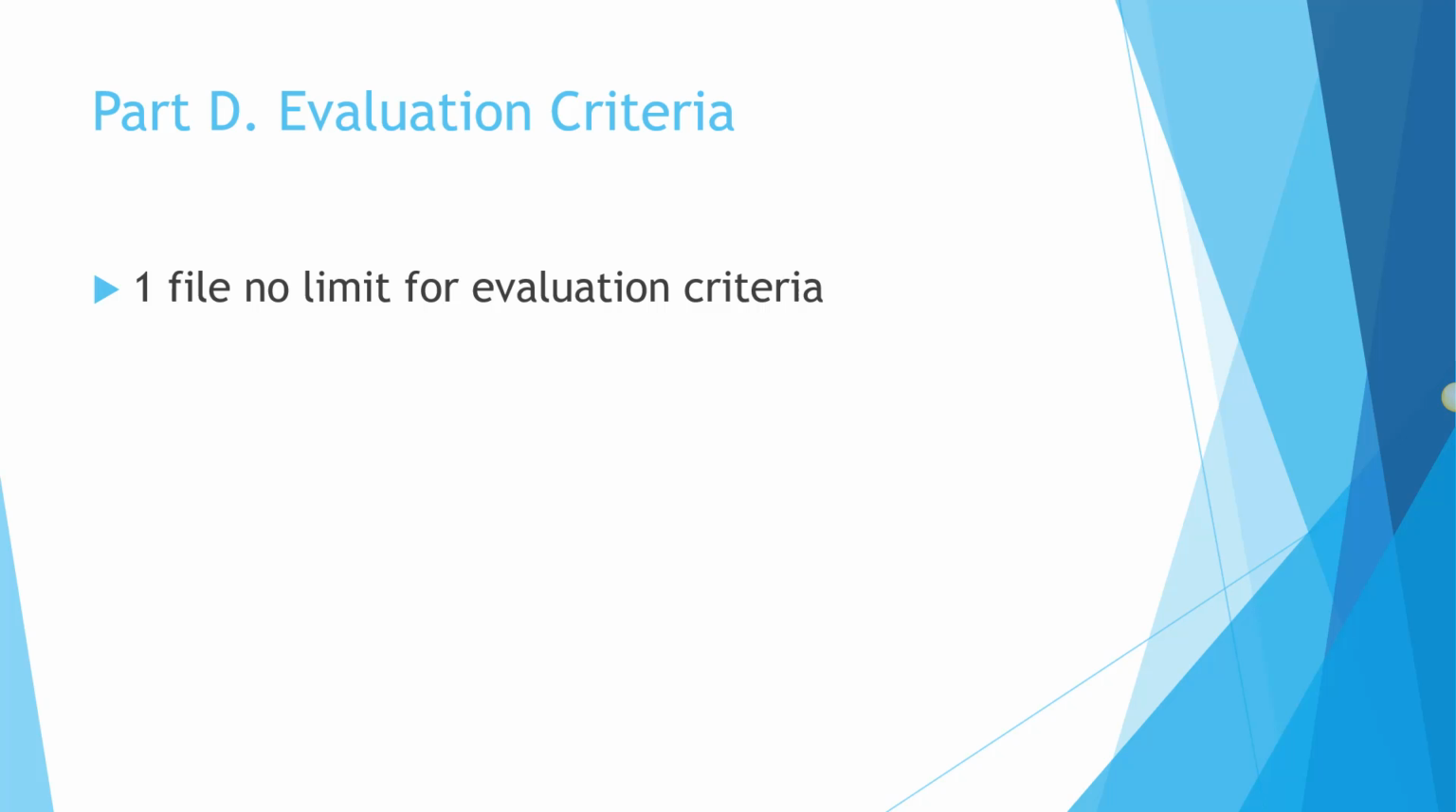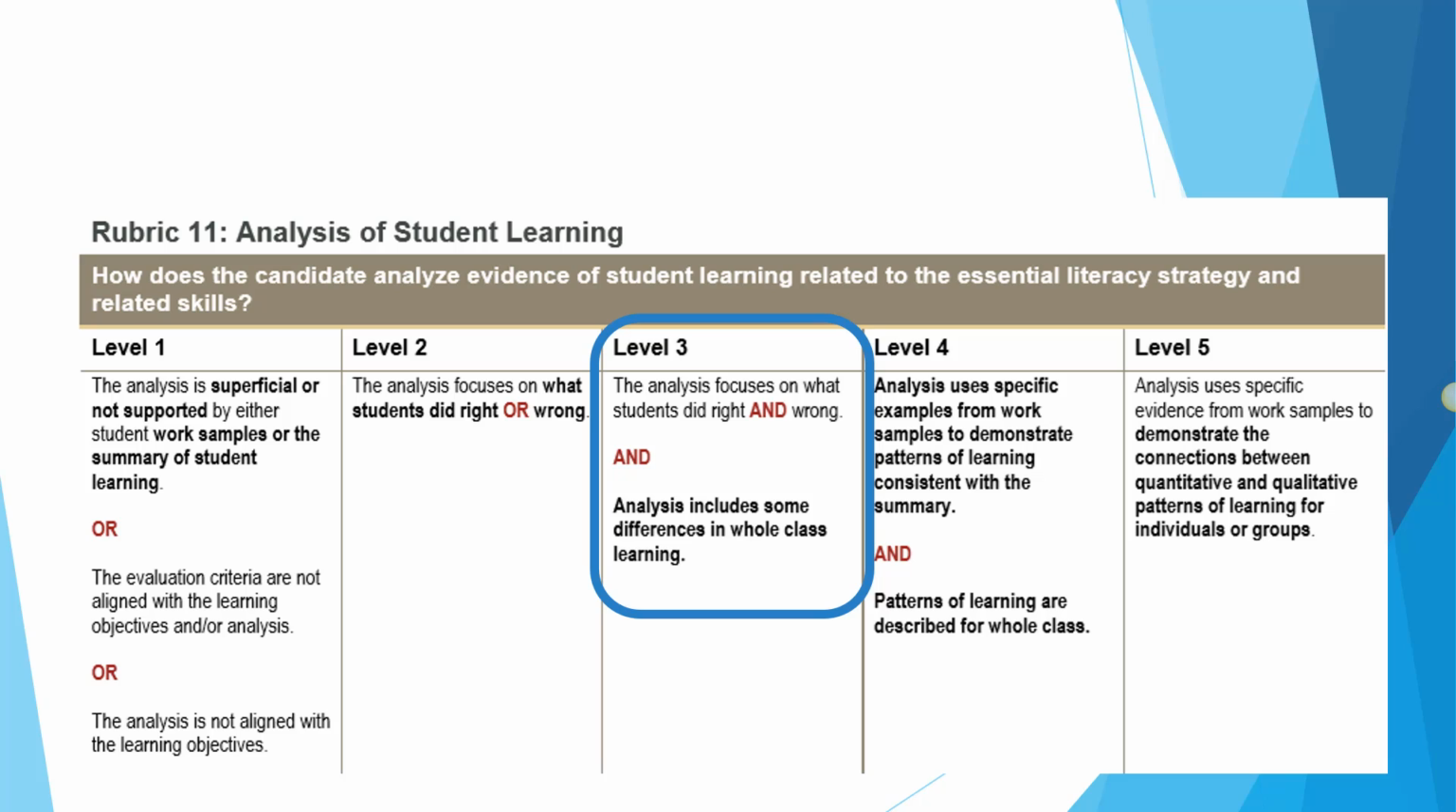And then evaluation criteria, there's just one file that you use for the evaluation criteria. The rubrics are pretty straightforward, and they're the exact same for elementary and secondary. How does a candidate analyze the evidence of student learning? The analysis focuses on what the students did right and wrong.